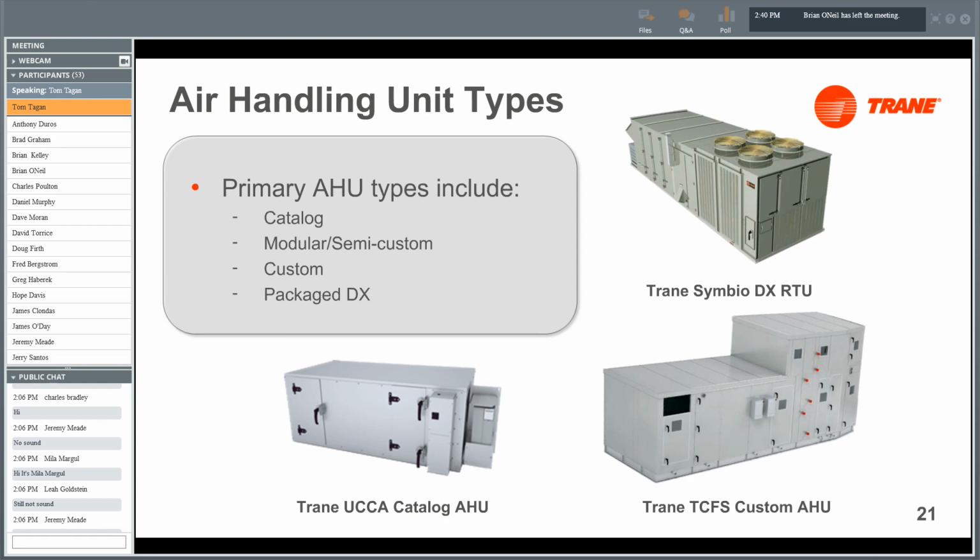So the primary types that we see are your catalog units, your modular or semi-custom, fully custom units, or even package DX. So as we can see down here, this Trane UCCA unit is our catalog air handler, small unit with limited component selection for budget-conscious applications. You have these custom units. As you can see here, this unit comes in all different shapes and sizes. And then you have your package DX, which are going to be your more traditional package rooftop units.